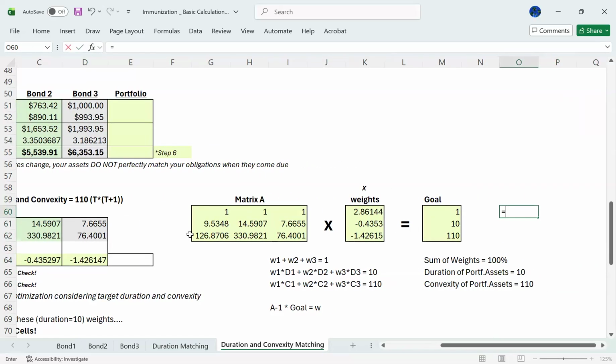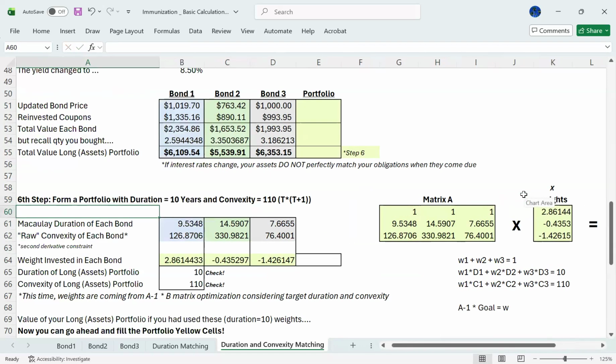We could just do a mod, and this is a 3 by 3, this is a 3 by 1. Mod here, and then the weights, and then we're essentially getting the goal. So just like a check, in case anybody was wondering.